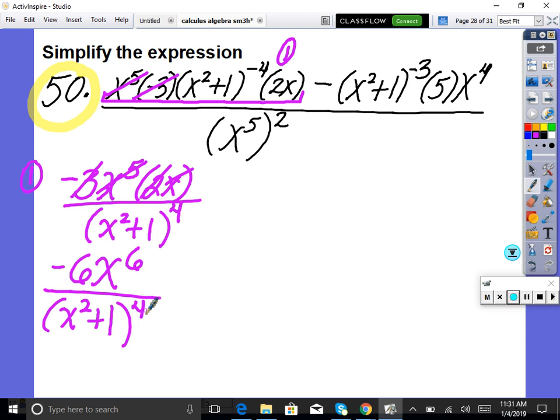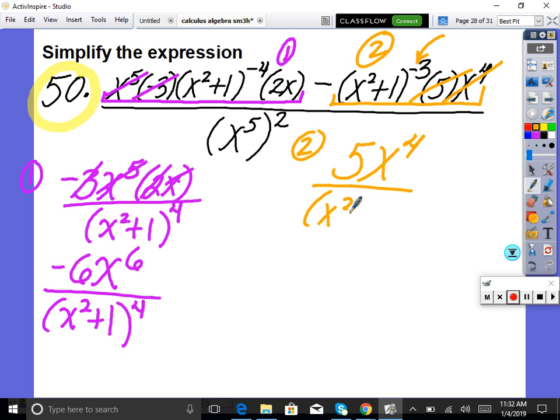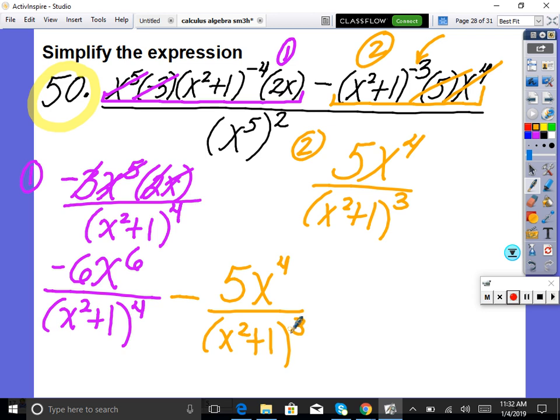Okay, now moving on. You go on to section 2 now. Let's go on to this section. Now notice we have a negative exponent. We can't flip it here because once again of the subtraction sign. So in section 2 here, everything with a positive exponent will stay on top, so don't I have a 5x to the 4th? Yes. But now I do need to flip that, so now I have over x squared plus 1 to the 3rd. Okay, so section 1 minus section 2. Let's write that together. Here's section 1. Subtract section 2, which is 5x to the 4th, divided by x squared plus 1 to the 3rd.